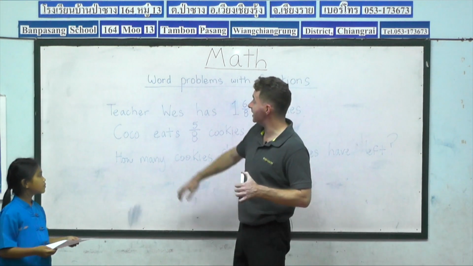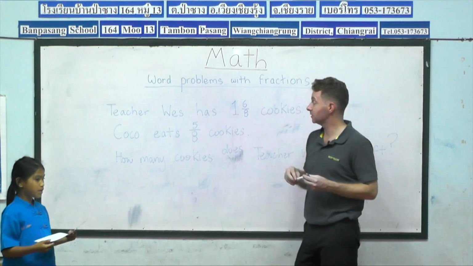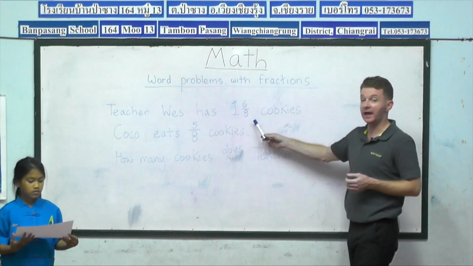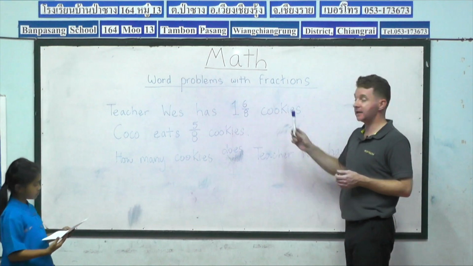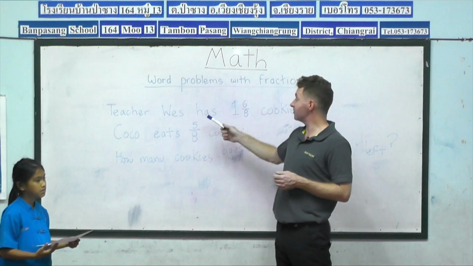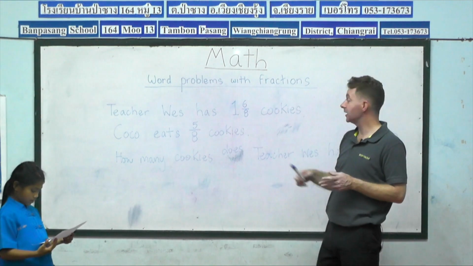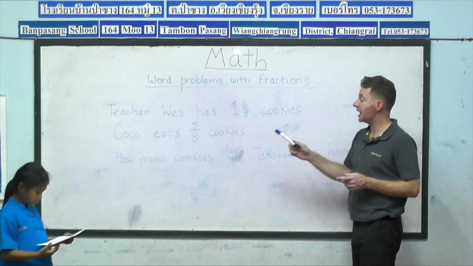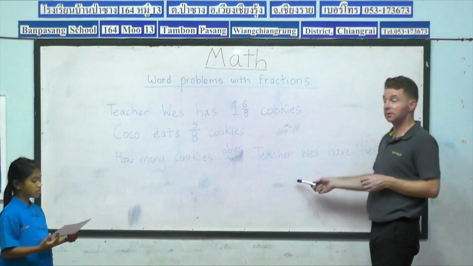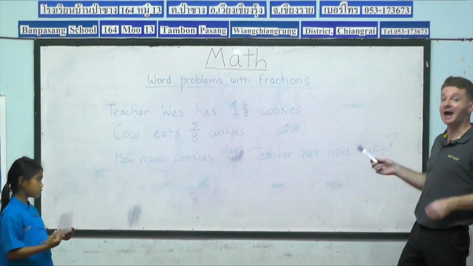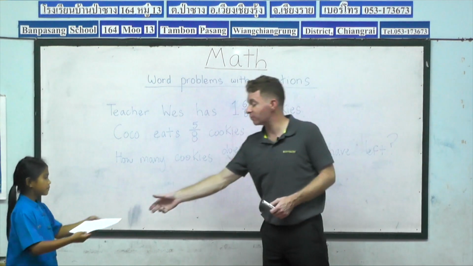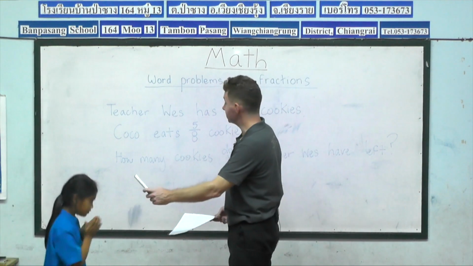So all together, guys, Teacher Wes has 1 and 6/8 cookies. Coco eats 5/8 cookies. How many cookies does Teacher Wes have left? Okay, so now, Pak Bung, I will take your word problem and I will let you demonstrate the answer.